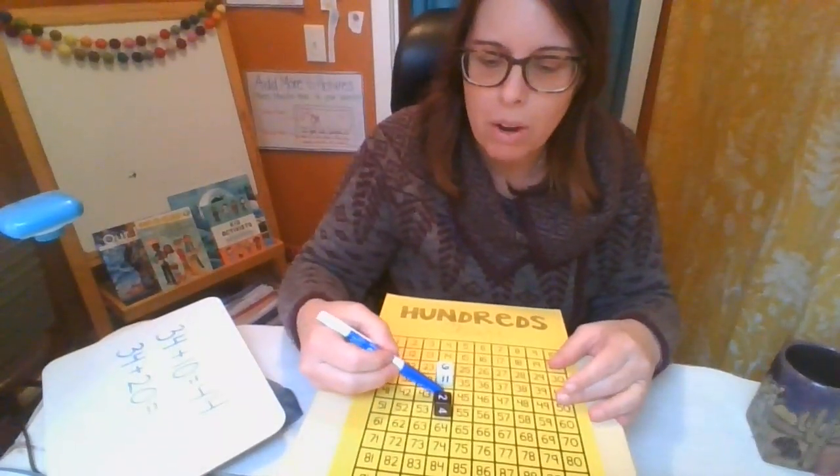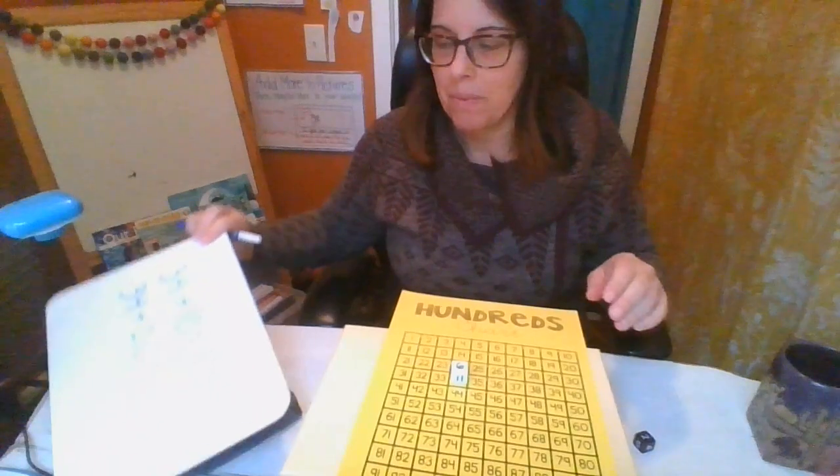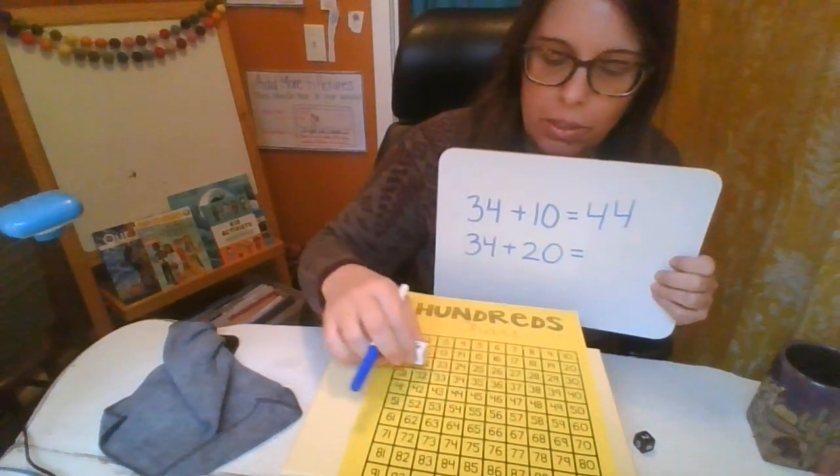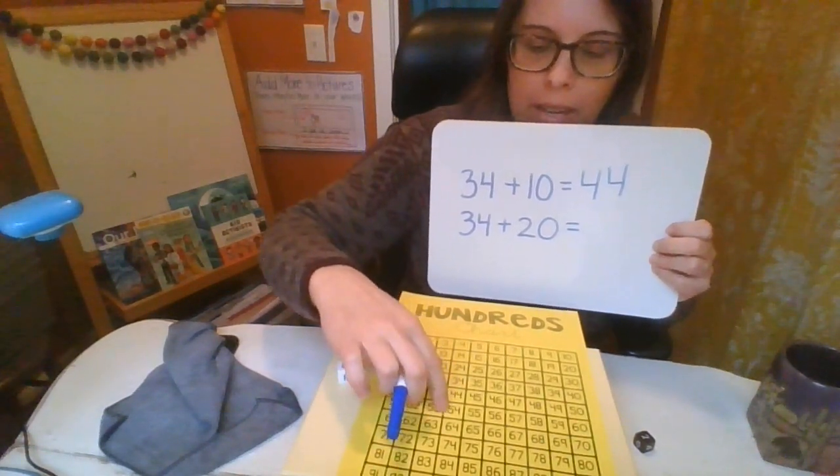So each row that we go down is 10, right? So if we were to add 10 to this number, we go down 1. And this would be 10, 20. And this would be 10, 20, 30. We'd go to here. Okay, so each row, each hop down is worth 10. Okay, so 34 plus 20. We're going to start at 34 and hop down 2 rows. 10, 20, and that gives us 54.